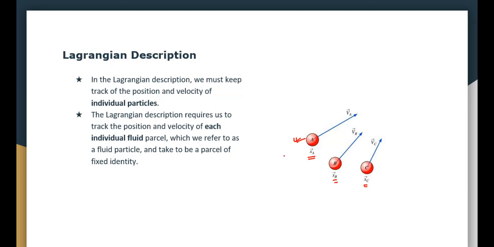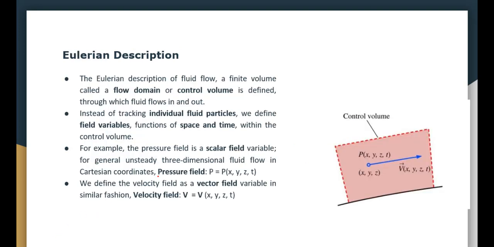Again I am repeating, in this description of the Lagrangian approach we are dealing with the individual fluid particles. We are not considering the whole fluid. But in the Eulerian approach, we are not dealing with the individual particle, we are dealing with the entire volume of that fluid.